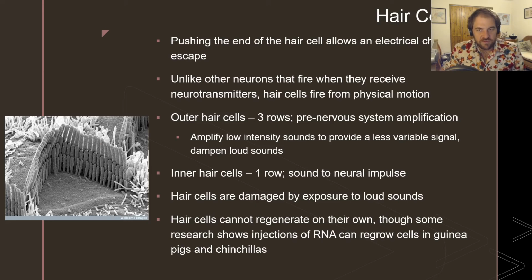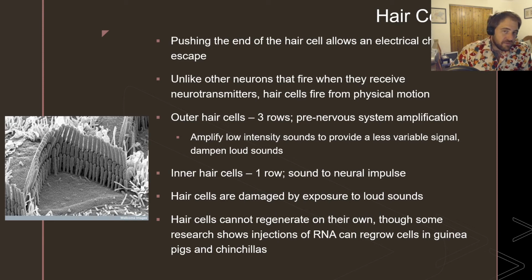Let's take a closer look at the hair cells here. So again, this is what I said. Pushing the end of the hair cell allows for an electrical charge to escape, which is actually not 100 percent accurate. I mean, it is true. It's a depolarized ion that's escaping. It's an electrical charge. Whatever. You don't really need to know the exact, at least not at this stage of your career. When you get into your master's program, you'll have to know the differentiation, but essentially it's an electrical charge. Pushing on these hair cells creates an electrical charge, which then depolarizes the neurons further down the chain.